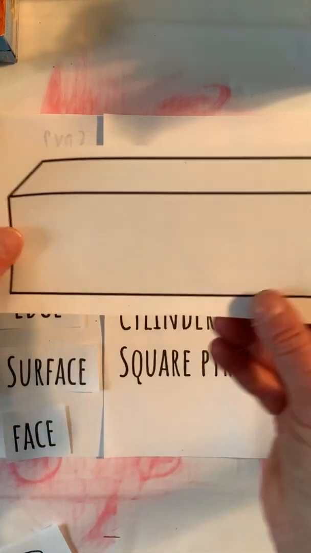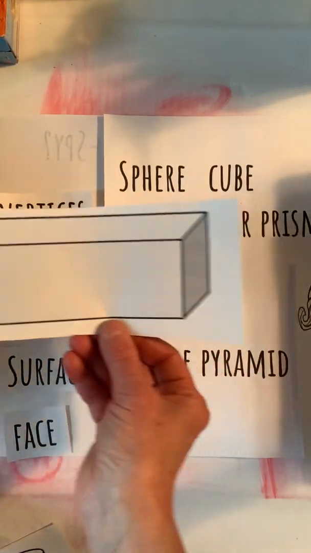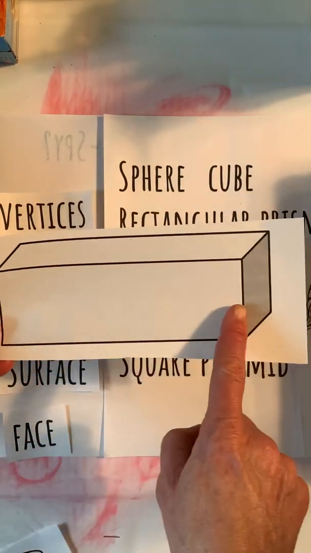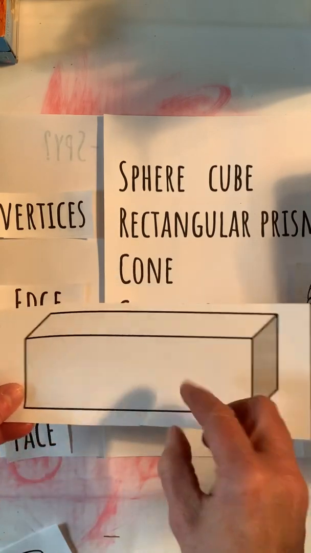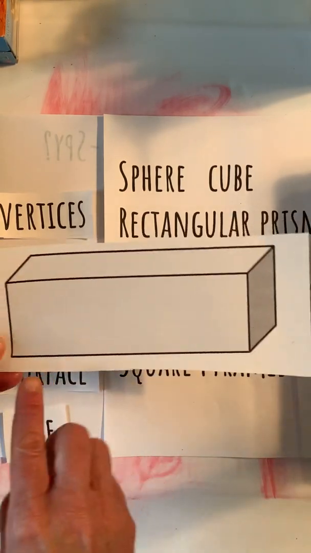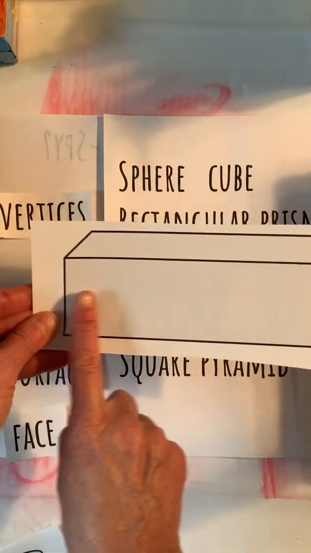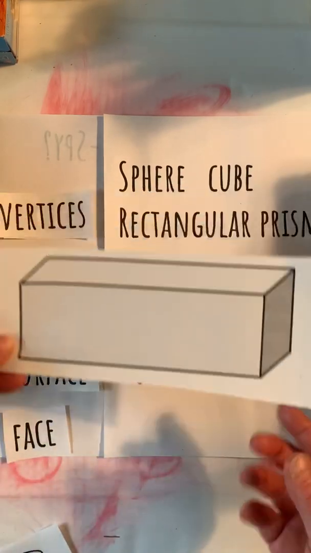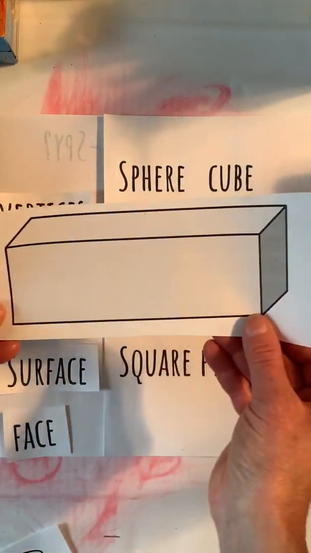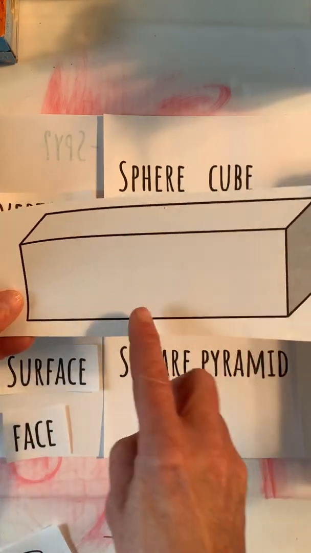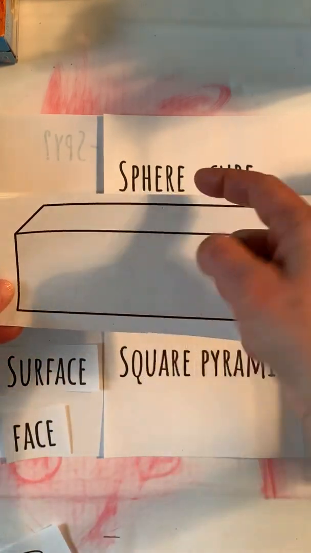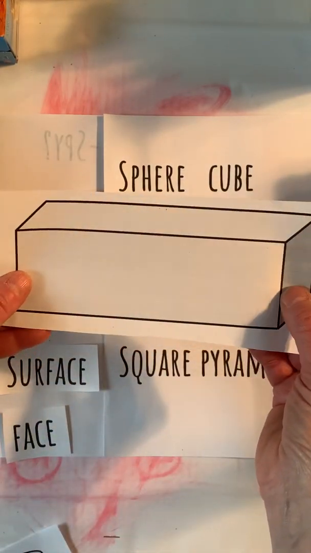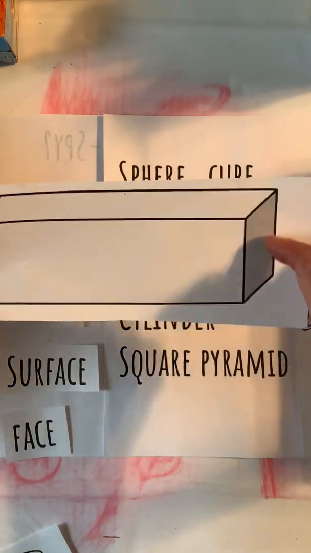Okay, let's look at the rectangular prism. The rectangular prism has faces, edges, and vertices, okay? But the faces on the rectangular prism are the shape of a rectangle. So that's why you would call it a rectangular prism, okay? And then you count its faces. Now, the rectangular prism has 1, 2, 3, 4 faces that are rectangles, but they have squares at the ends.